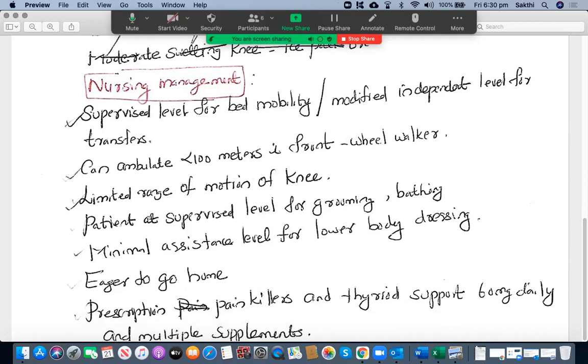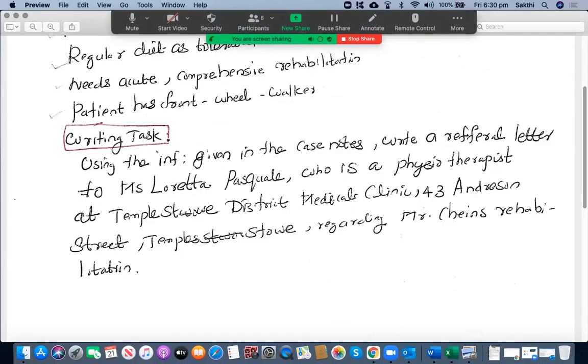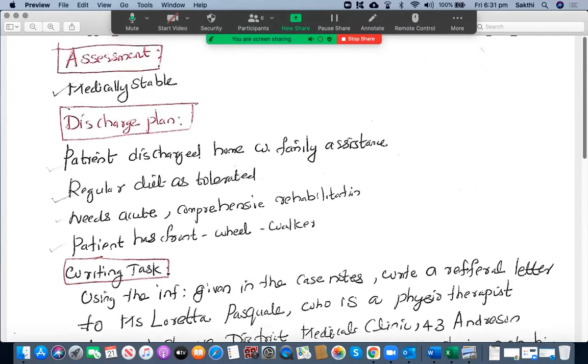Patient at supervised level for grooming. Yep, so minimal assistance level for lower body dressing. Supervised level. I think you have already mentioned this one. Okay, eager to go home, prescription painkillers, thyroid support. That's not needed. I think it seems like here, prescription painkillers. That's the reason I wrote it in the letter. Yeah, that's right. So that is all right.